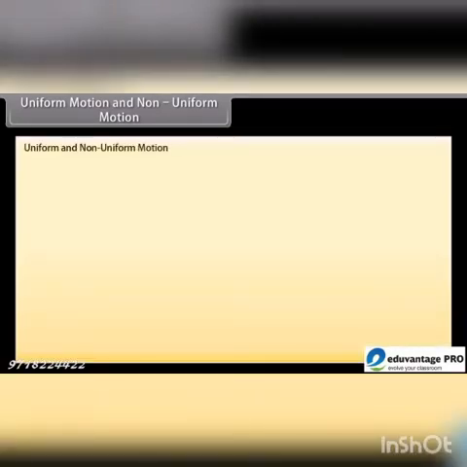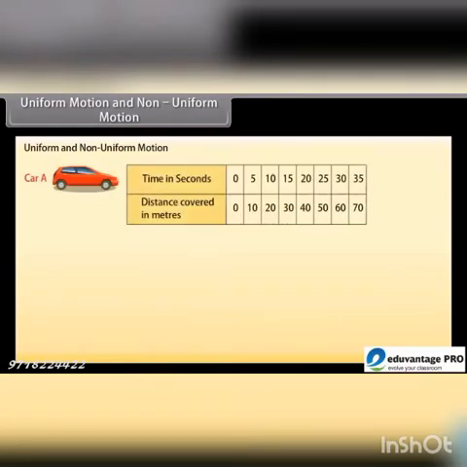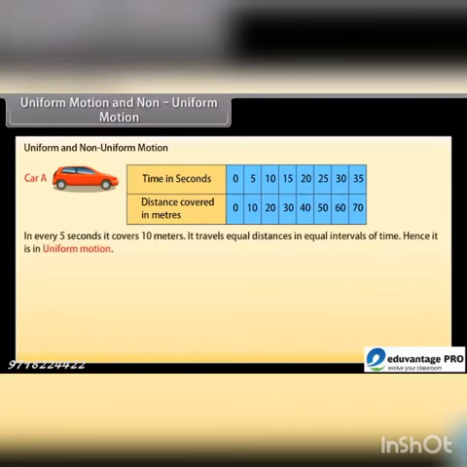Uniform motion and non-uniform motion. To understand uniform and non-uniform motion, let's take one example. Look at this table. This is the distance covered by a car A. We can see that in 0 seconds it covers 0 meters. In 5 seconds it covers 10 meters. In 10 seconds it covers 20 meters, and so on. Or we can say that in every 5 seconds, it covers 10 meters. It travels equal distances in equal intervals of time. Hence, it is in uniform motion.